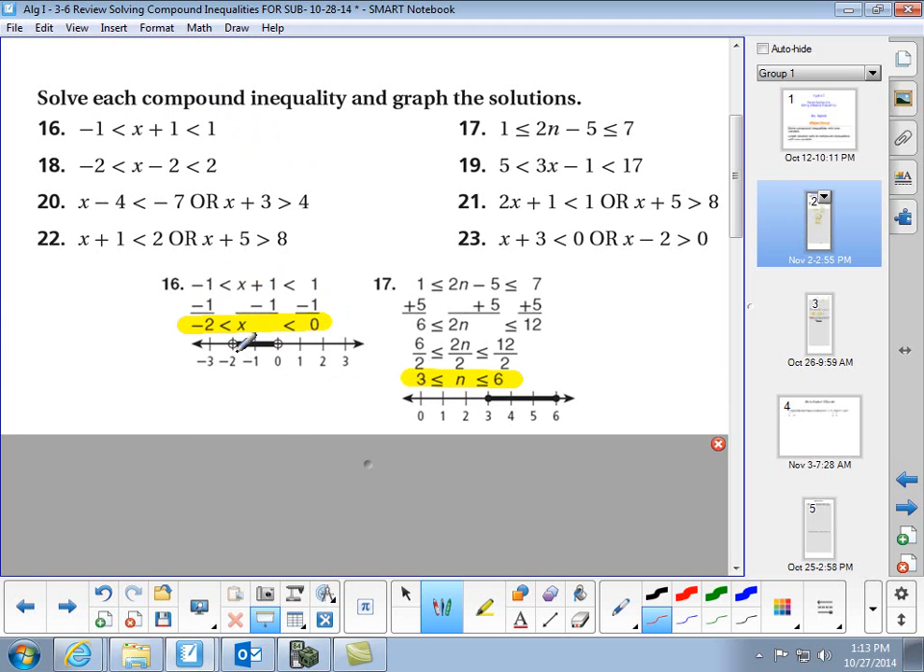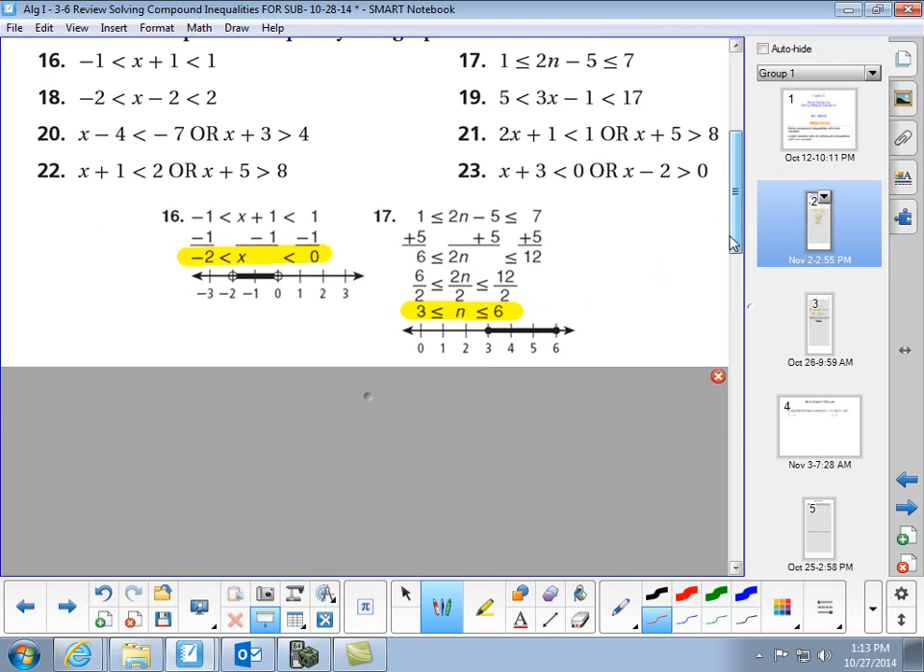So x is everything between negative 2 and 0, but not including negative 2 and 0. Number 17, same thing, got to get n by itself. First thing I need to do is move that 5. So I add 5, but I have to add 5 to all three parts. When I do, I get 6 is less than or equal to 2n, which is less than or equal to 12. Divide by 2. 3 is less than or equal to n, which is less than or equal to 6. So in this case, n is everything between 3 and 6.